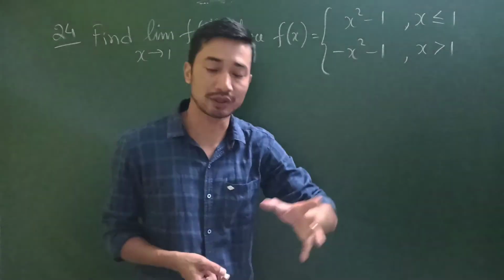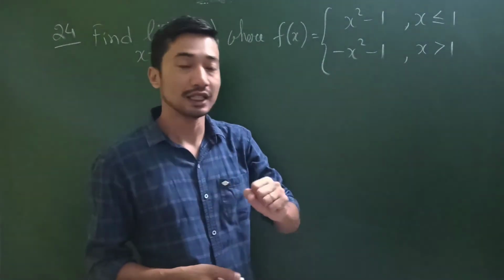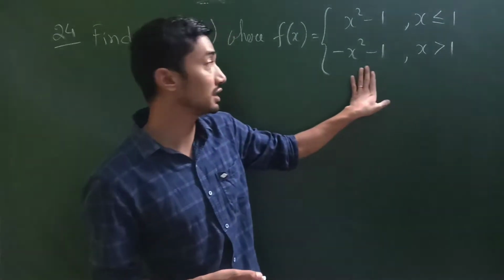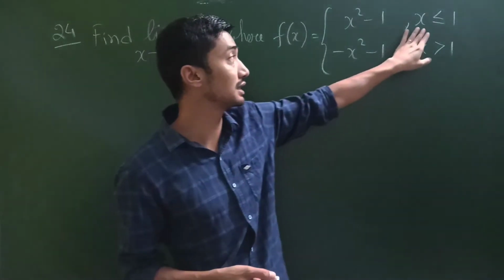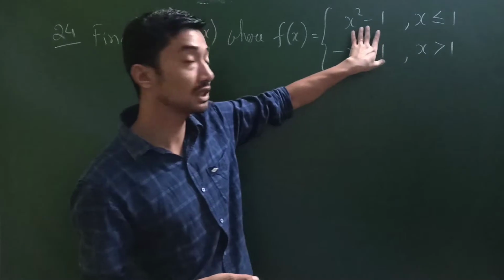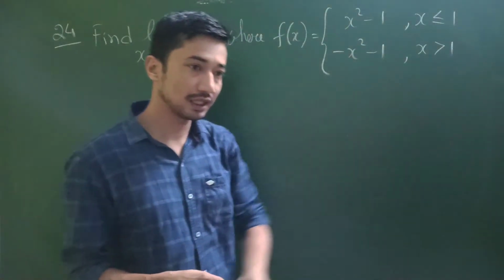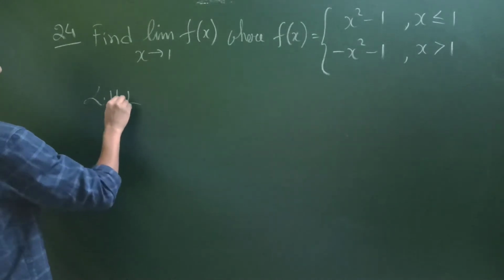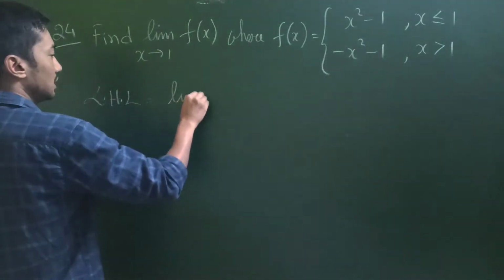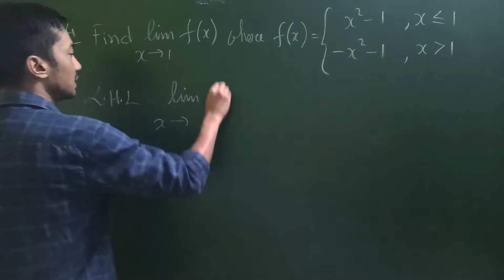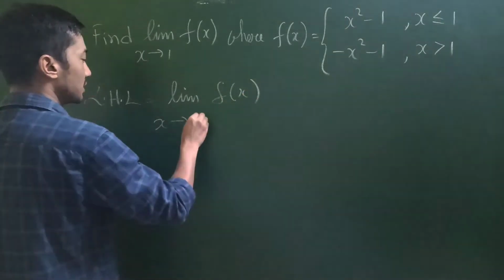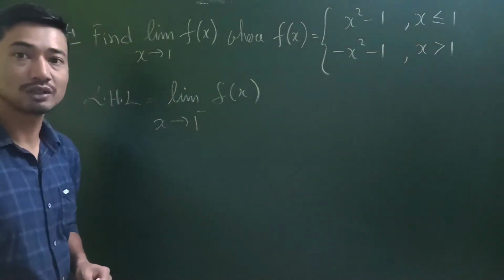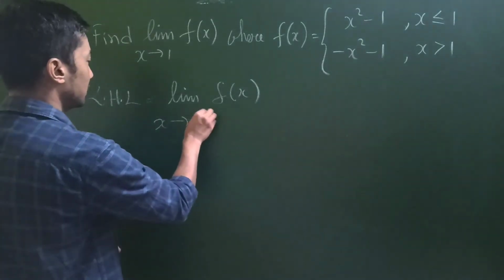See, this is how we recognize piecewise functions also. Whenever the value of x is greater than 1, you will use this function, and whenever x is less than or equal to 1, you will use this function. So let's find the left hand limit. That is the limiting value of the function as x tends to 1 from the left hand side.